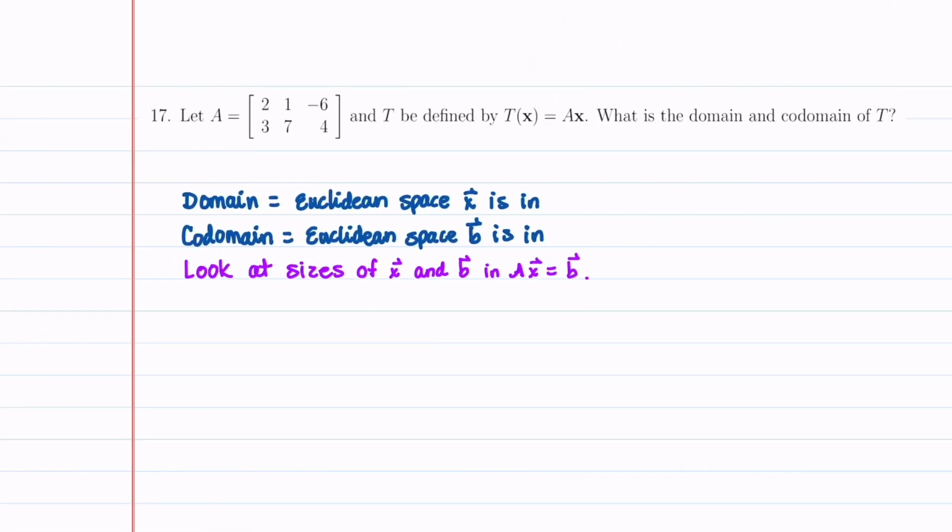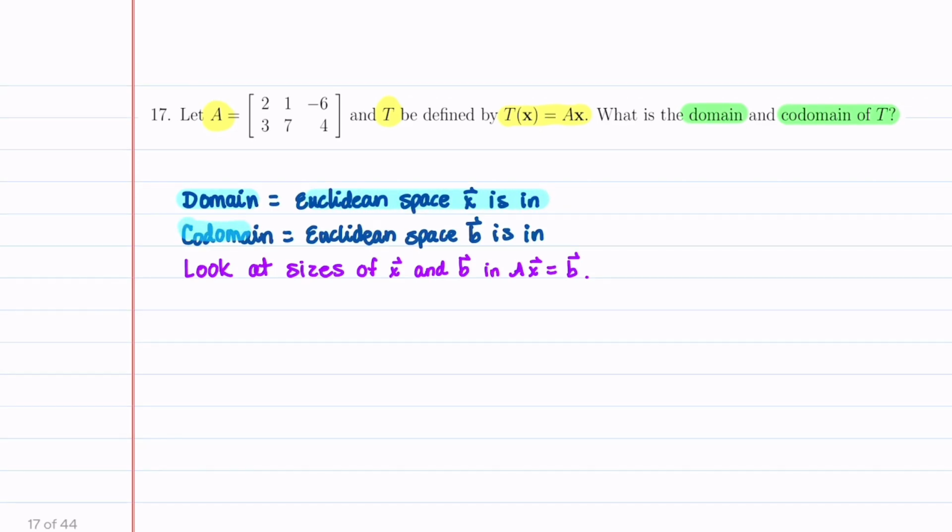In this question, we're given a matrix A and a transformation T defined by T of X is equal to A times X. The question we're asked is what is the domain and codomain of our transformation T? To answer this question, we first have to understand what the domain and the codomain is. The domain is the Euclidean space X is in. And then the codomain is the Euclidean space that B is in.